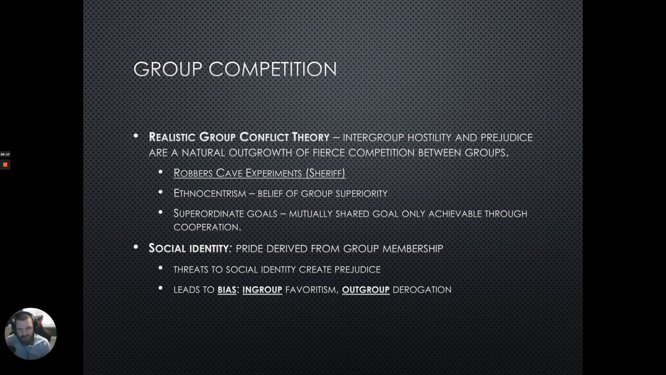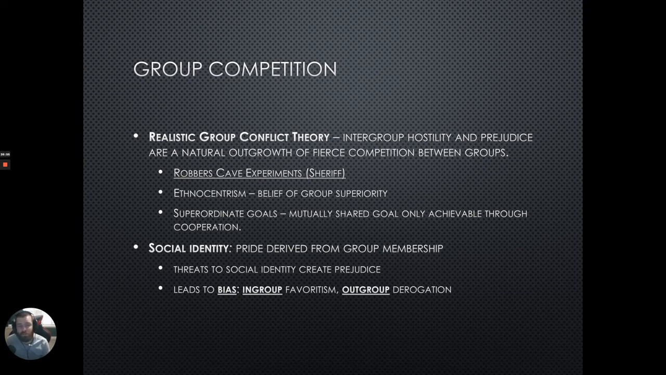The final element to share is about group competition. You see here it says realistic group conflict theory. This is another fairly famous experiment involving a summer camp for children known as the Robbers Cave experiments. And basically at this summer camp, the groups of children that arrived were quickly placed in various groups to begin to bring up discussion of bias for both the in-group and the out-group, as well as to raise issues of ethnocentrism and superordinate goals.